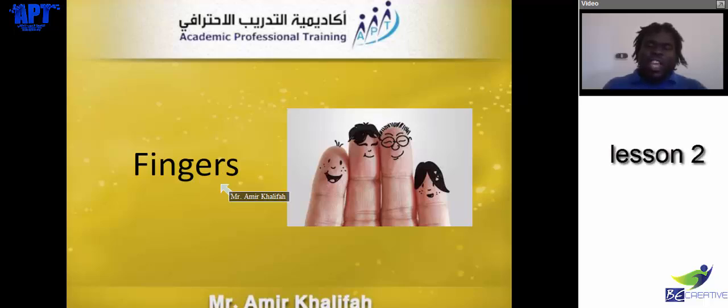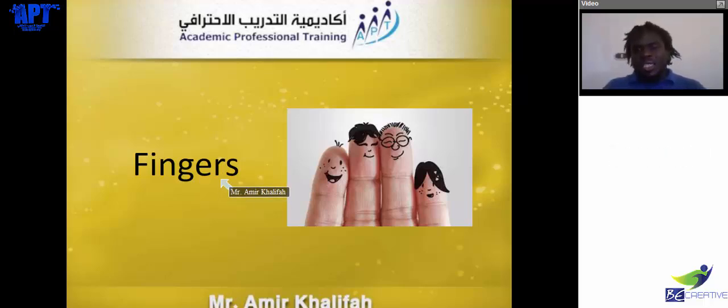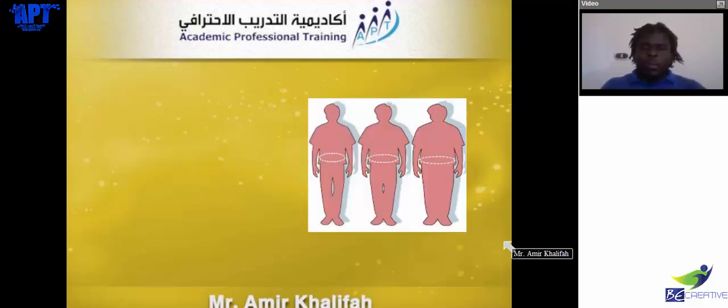Fingers, fingers, fingers. Okay, so each arm has one elbow and one hand. Each hand has 5 fingers. Okay, now what about this right here?